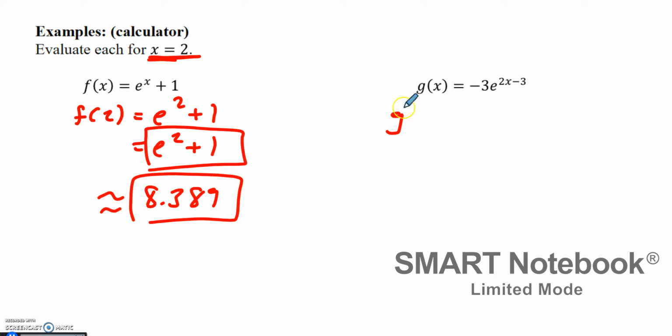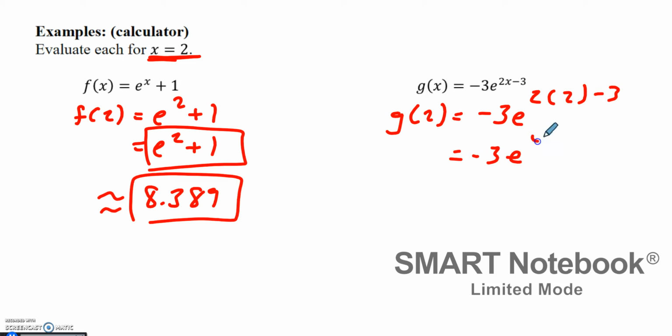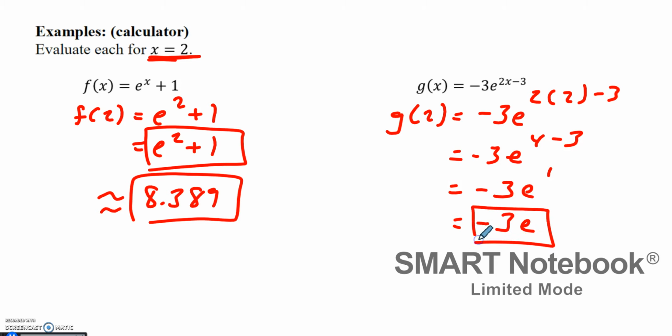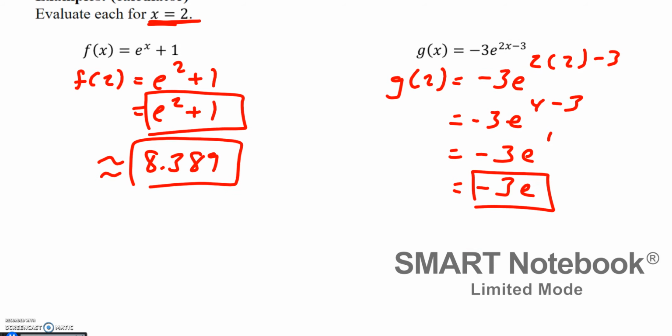For the second one, if I'd like to do g of 2, that's negative 3e to the 2 times 2 minus 3, which is really negative 3e to the 4 minus 3 power, which is really just negative 3e to the first, which could just be written as negative 3e. So an exact answer, negative 3e, is perfectly fine.